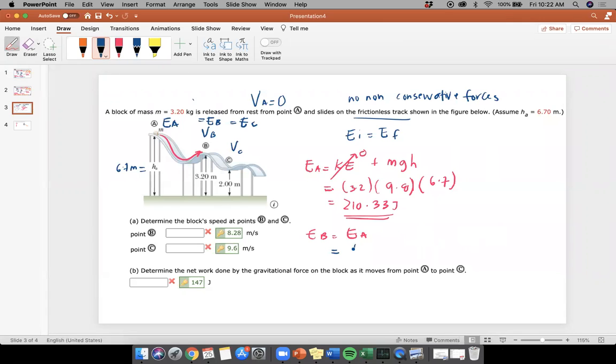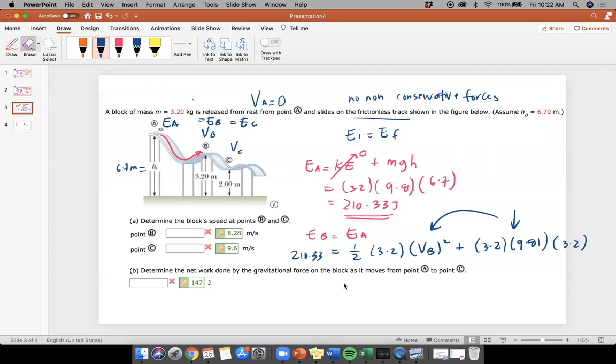Okay, so EB is 1 over 2, 3.2, the velocity at point B squared, plus mgh. mgh, m is 3.2, 9.8, and the h at point B is 3.2. So now there is a decrease in potential energy, which is transformed into kinetic energy. Why? Because energy is conserved. Whatever happens to mgh or KE, the energy must stay 210.33. It must, that's the conservation of energy rule.